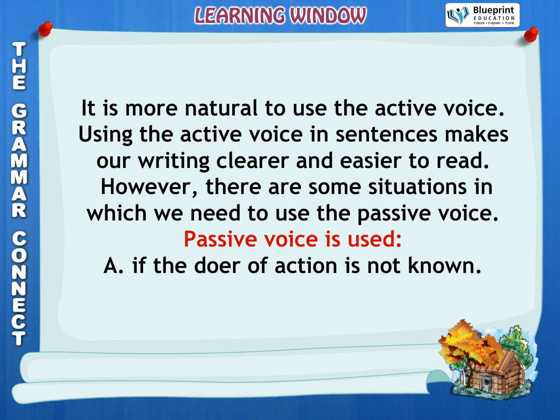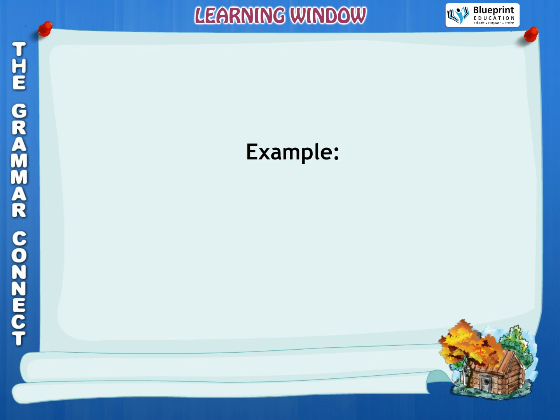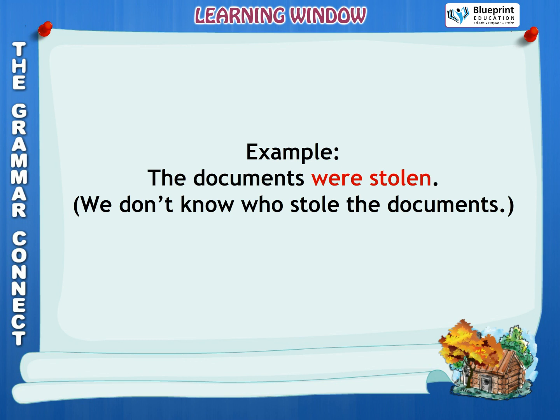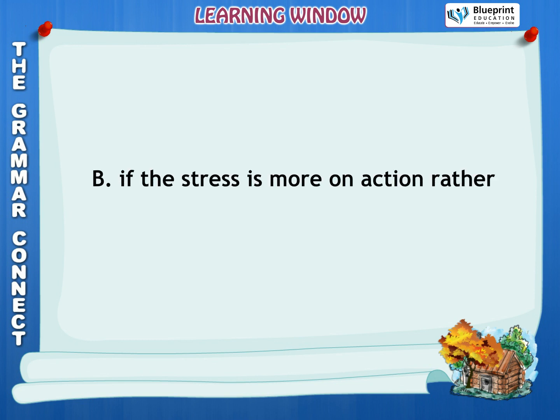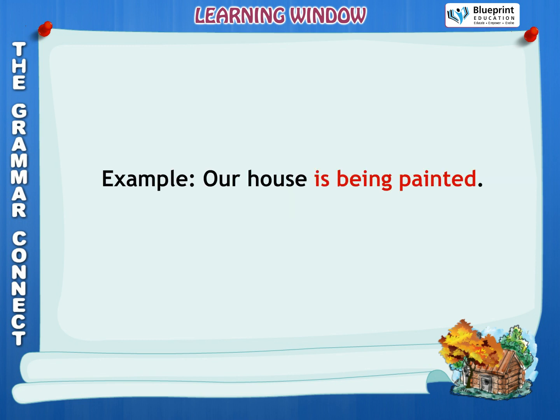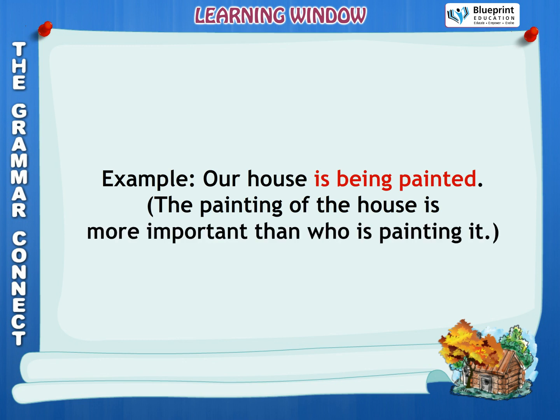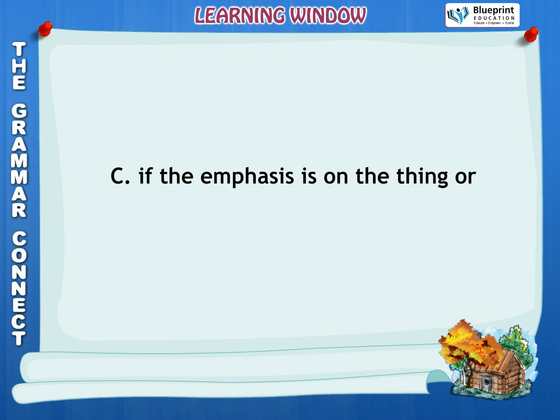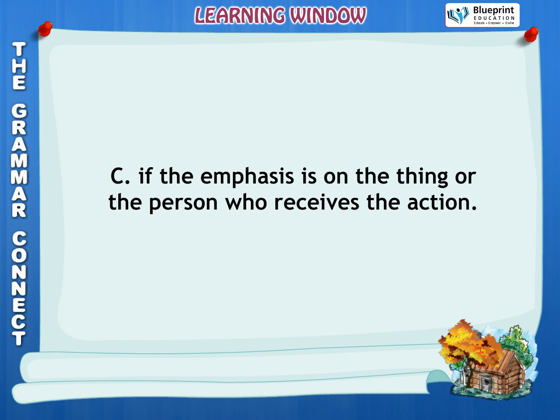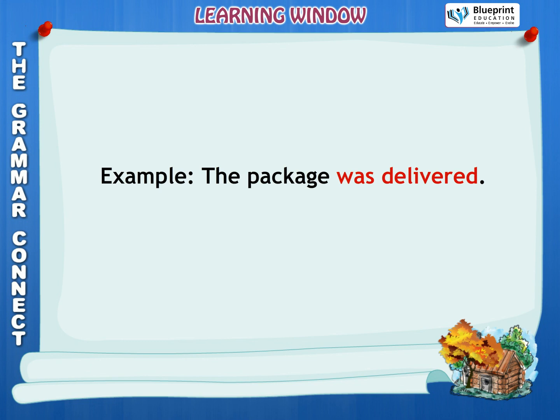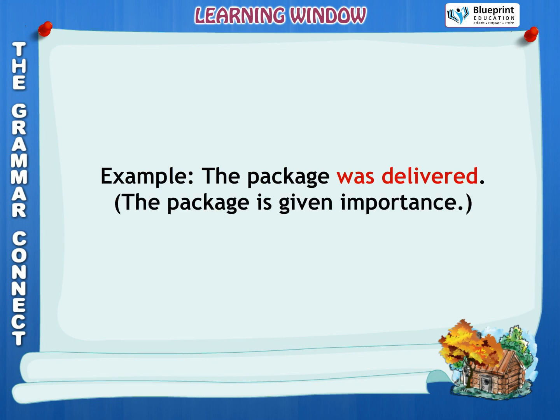If the doer of action is not known. Example, the documents were stolen. We don't know who stole the documents. B. If the stress is more on action rather than the doer of the action. Example, our house is being painted. The painting of the house is more important than who is painting it. C. If the emphasis is on the thing or the person who receives the action. Example, the package was delivered. The package is given importance.